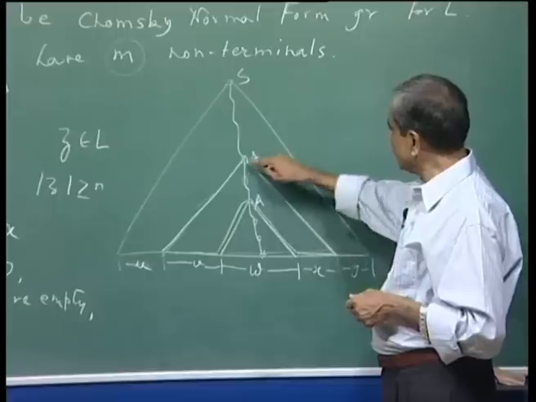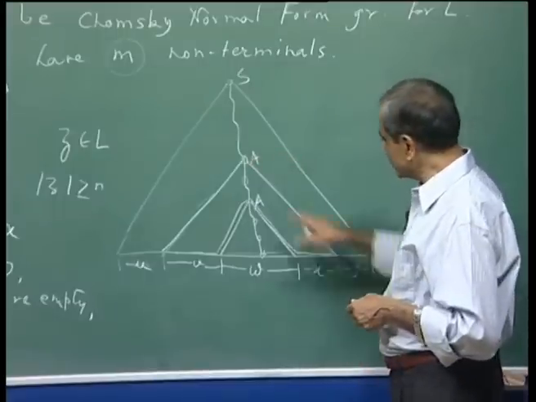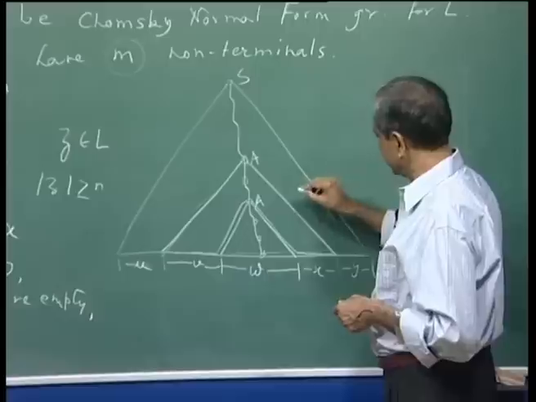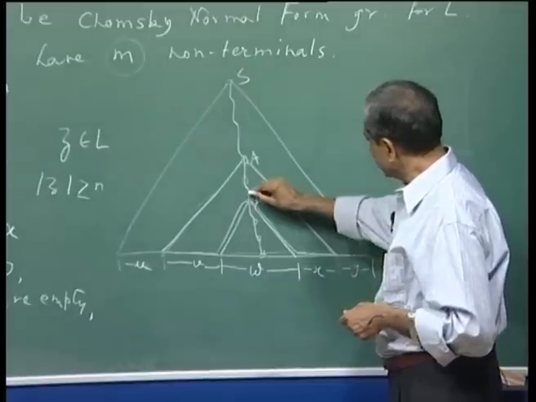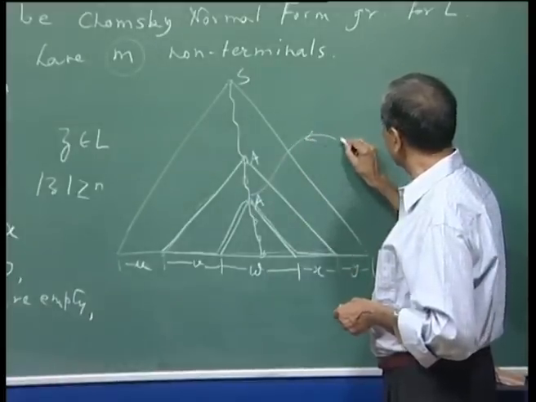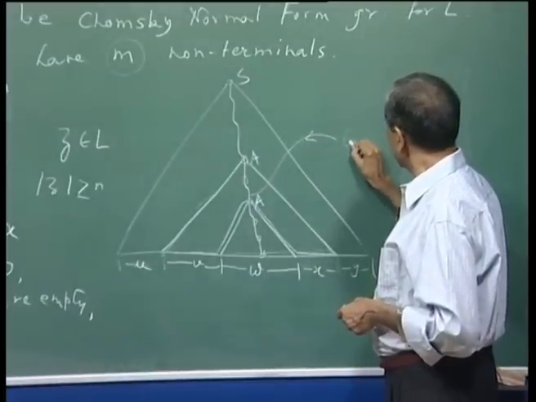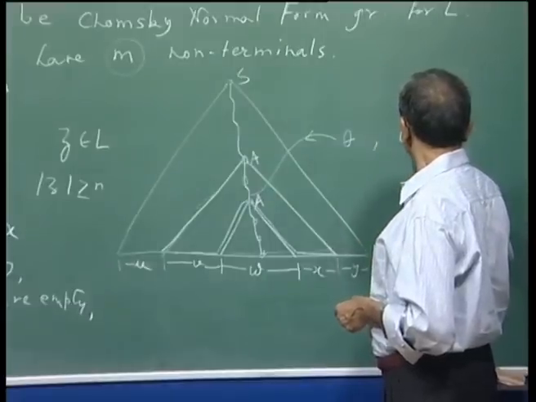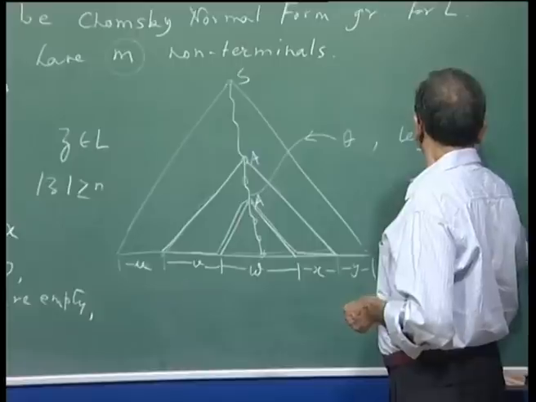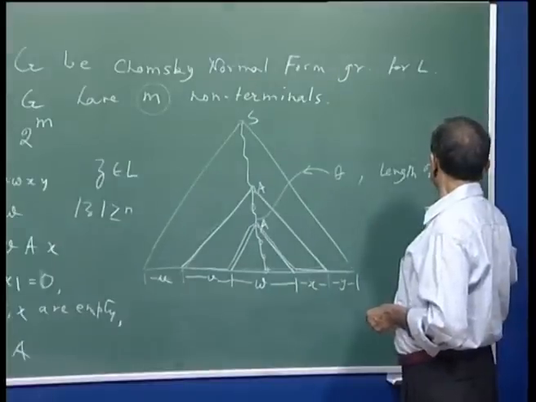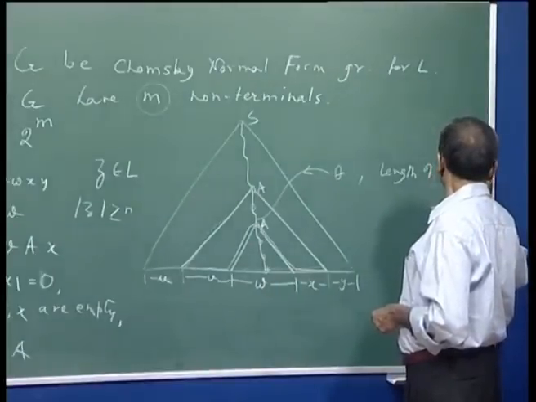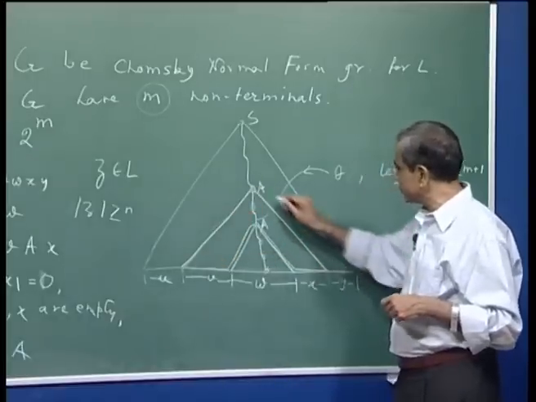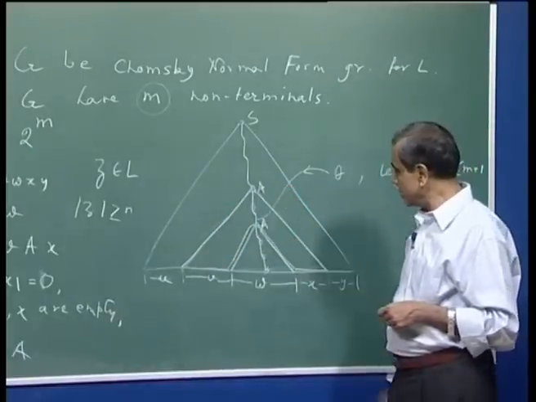So we are waiting till the first repeated non-terminal. So how shall I write it? Let us just say this path is theta. So length of theta is less than or equal to m plus 1. And theta is the longest path in this derivation tree starting from A, right?